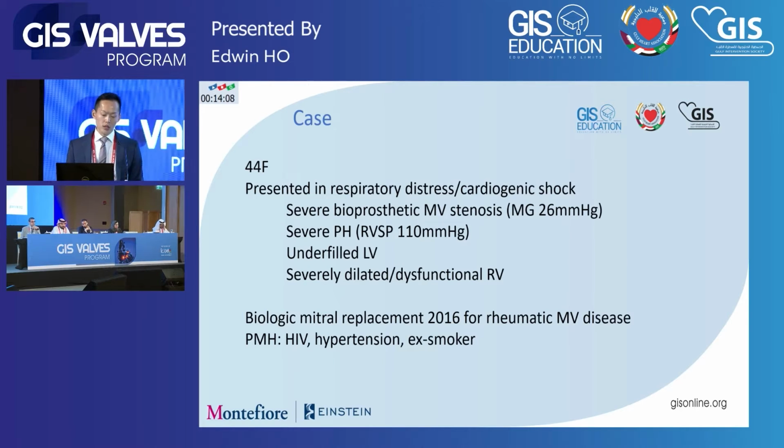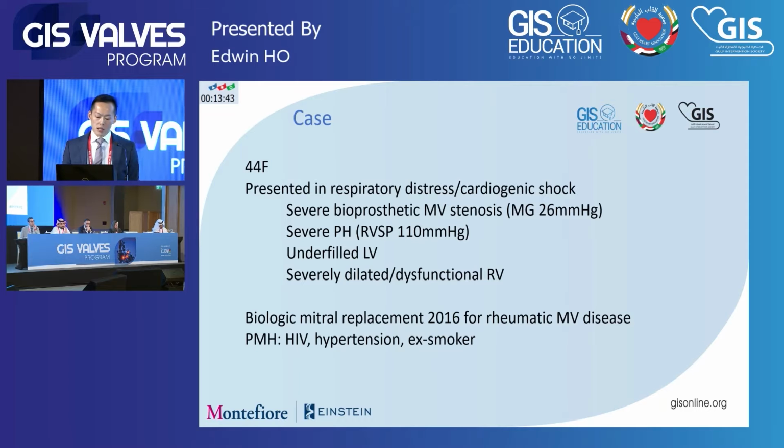So our case is pretty extreme, as you'll see. It's a 44-year-old woman. She was admitted after a period of being lost to follow-up, in respiratory distress and cardiogenic shock with a bad renal injury as well. She had a bioprosthetic valve that had been placed several years prior. This was out of state, so we don't know the conversation behind why she had a bioprosthetic at such a young age. It was for rheumatic valve disease.